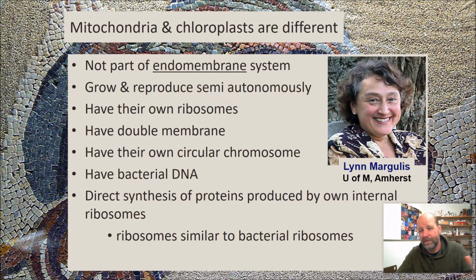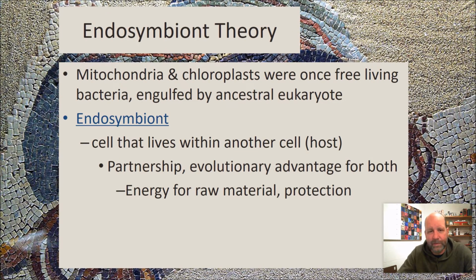The larger organism got a steady source of power. The smaller organism got a more stable environment to live inside. Plus, the larger eukaryotic cell has more access to the nutrients that the mitochondria are going to need. So basically, the endosymbiont theory states that the mitochondria and chloroplasts were once free-living. They were engulfed by an ancestral eukaryote. They're endosymbionts. Endo means within, symbiosis, living closely together.